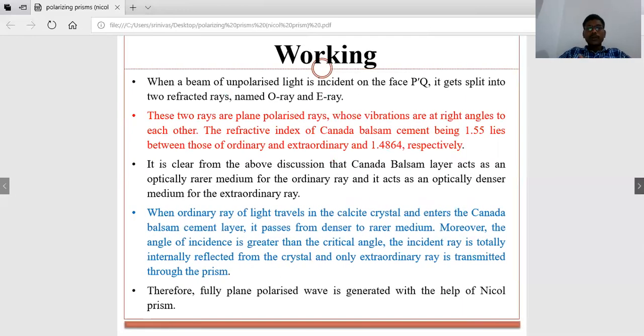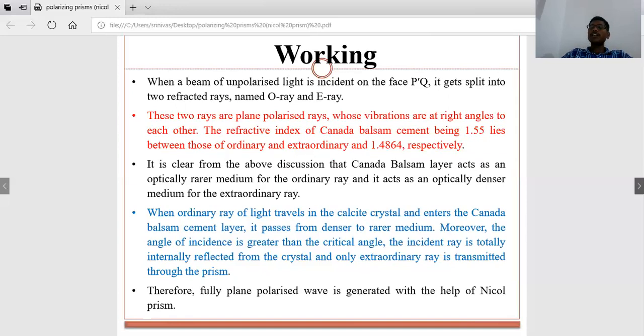Next, how will the Nicol prism work? When a beam of unpolarized light is incident on the face P'Q, it gets split into two refracted rays: one is the ordinary ray, and the other is the extraordinary ray. These two rays are plane polarized, with vibrations at right angles to each other.